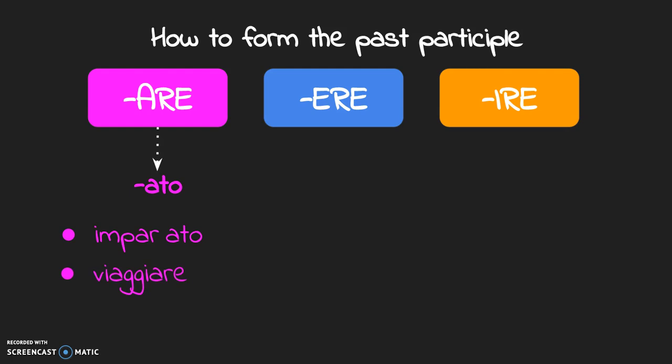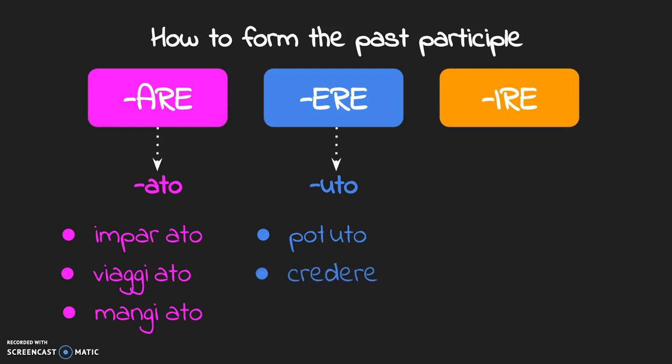Viaggiare, to travel, becomes viaggiato. And mangiare, to eat, becomes mangiato. Ere verbs change to uto. So, potere, to be able to, changes to potuto. Credere, to believe, changes to creduto. And battere, to beat, battuto.